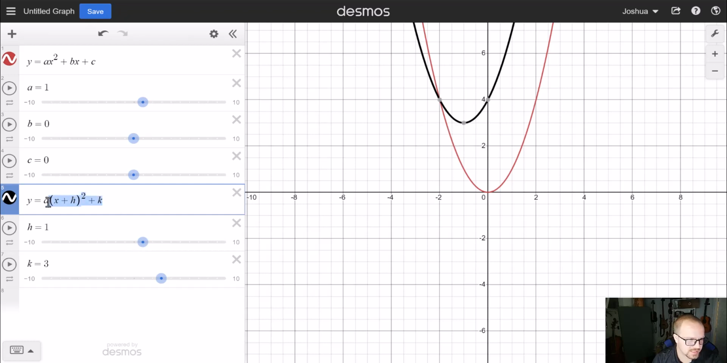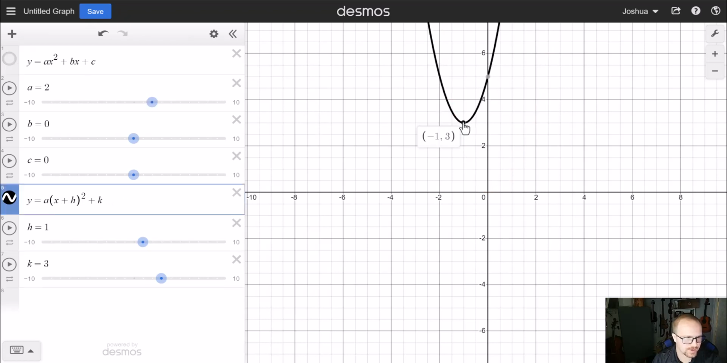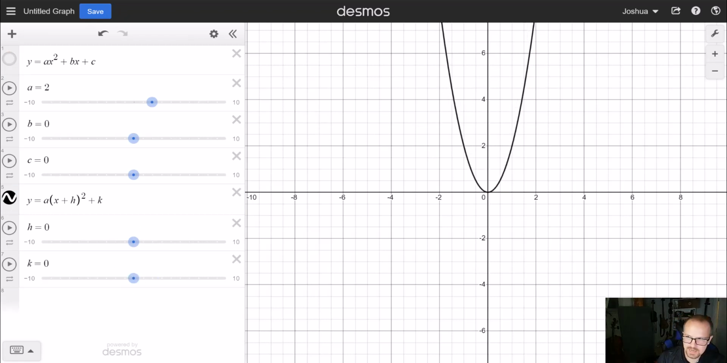But in any case, this form is a lot easier to use for getting an intuition about where your graph is going to be and what it looks like, because you know exactly where your vertex is and you can calculate your scale factor pretty easily after that. So if a was 2, then all the values are just 2 times bigger. So I'll pull up a table real fast.